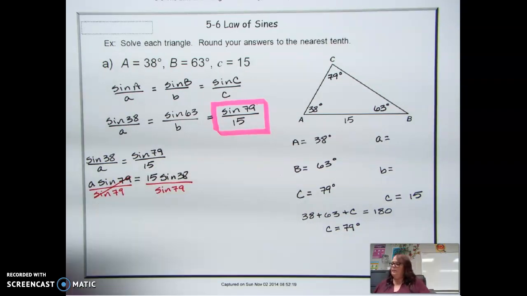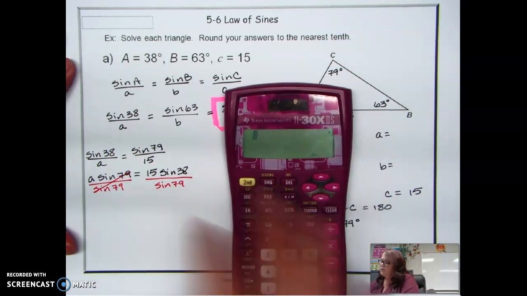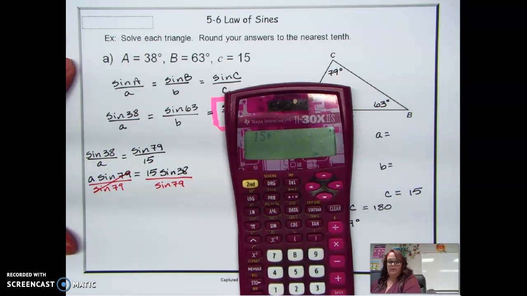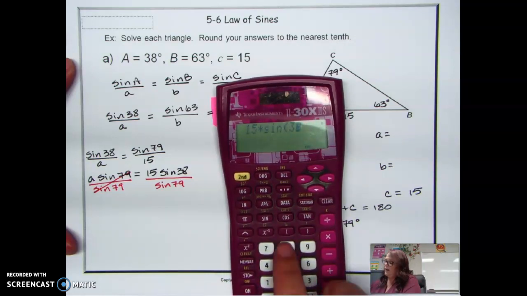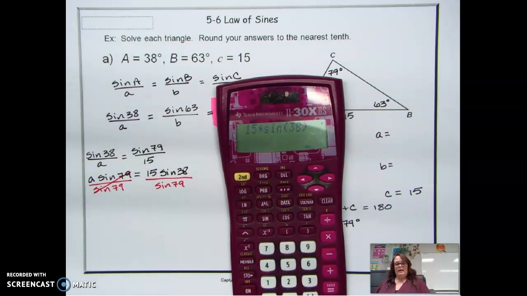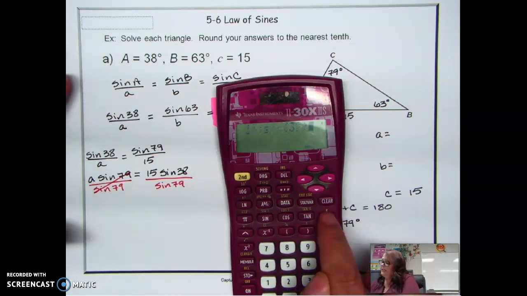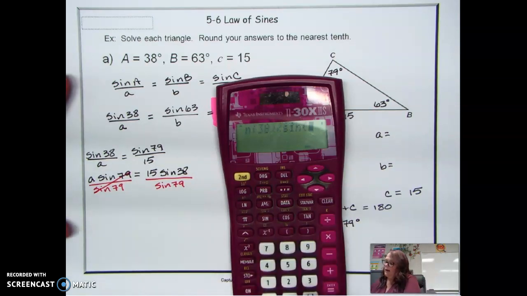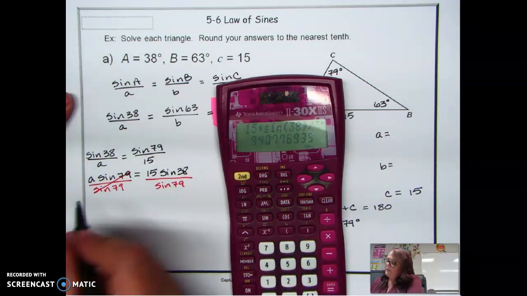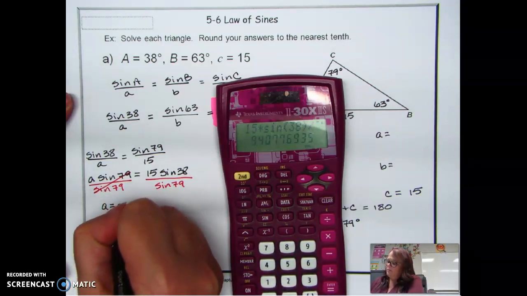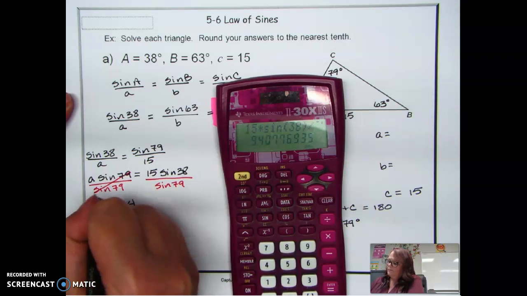And so then we're going to plug this into our calculator. So I'm going to do 15 times, and again, in my calculator, I'm going to do the sine of 38. If you have a backwards calculator, you're going to do 38 sine. Then you're going to say divided by, and again in mine, I'm going to say sine of 79. If you have a backwards calculator, you'd say 79 sine. And then we're going to press equals, and I'm rounding to the nearest tenth, so I have A is approximately 9.4.